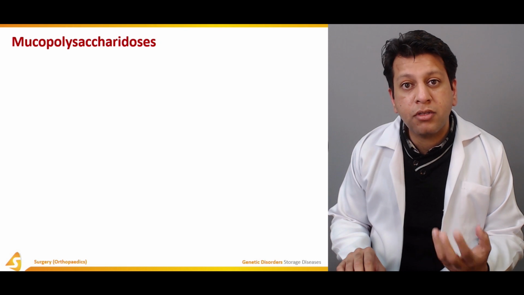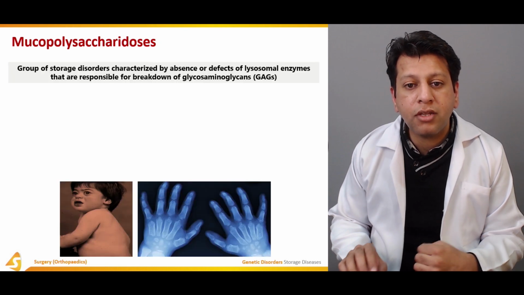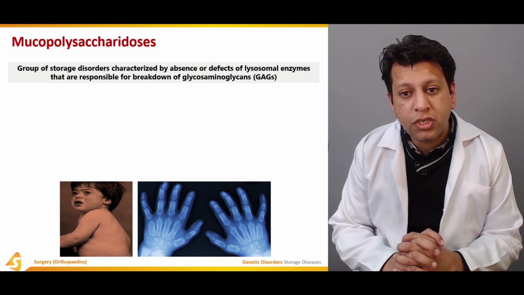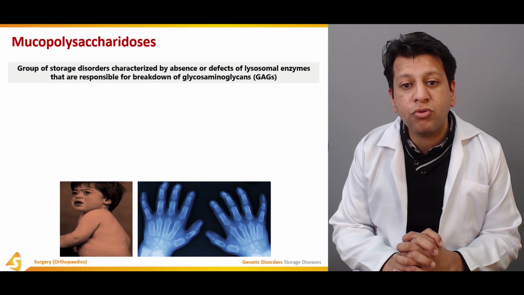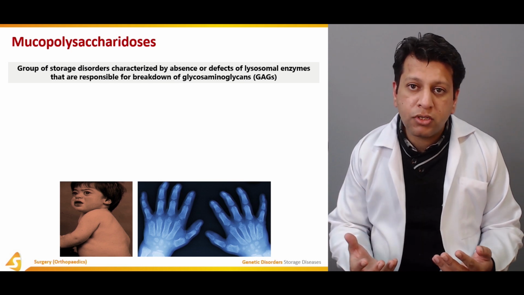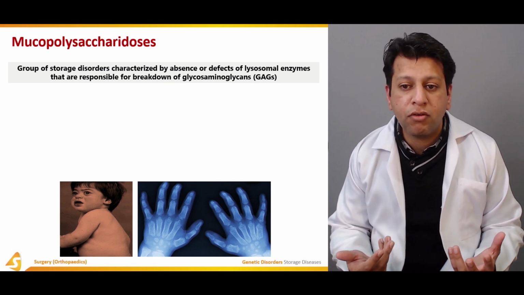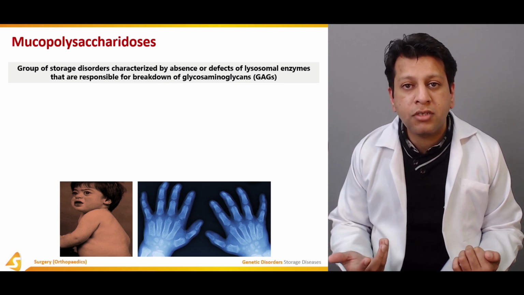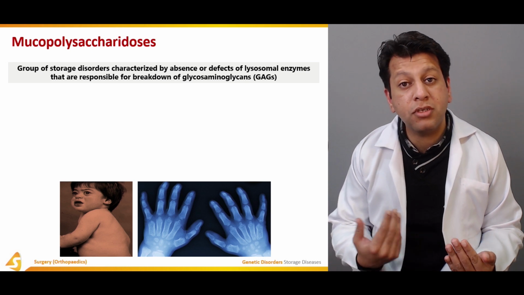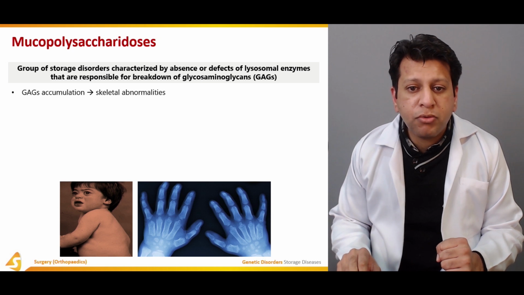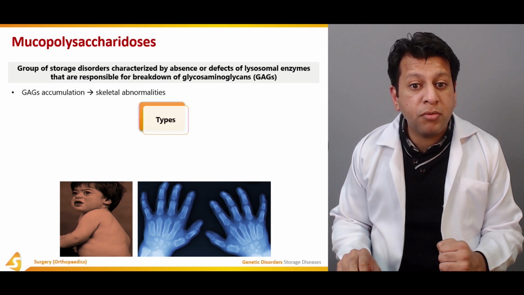So finally, coming to the mucopolysaccharidosis, there's actually not just one disorder. It's a group of storage disorders characterized by absence or defect of lysosomal enzymes that are responsible for the breakdown of glycosaminoglycans. So if this enzyme is not present, what would this result in? That would result in accumulation of glycosaminoglycans in the joints and would produce characteristic skeletal abnormalities which can be seen in patients with these disorders. Usually glycosaminoglycan accumulation leads to skeletal abnormalities.